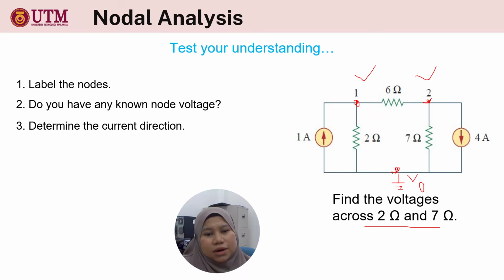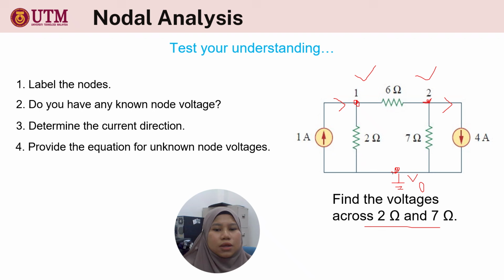So determine the current direction. Also the same. So this is like this. So this is like this. How about the rest? Label it by yourself. Try to label it by yourself, and then provide me the equations for the node voltages, for node number 1 and also node number 2.